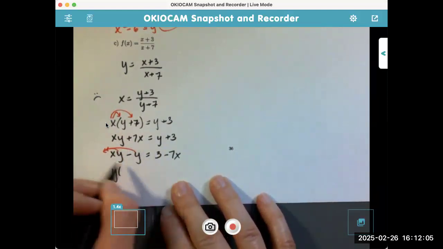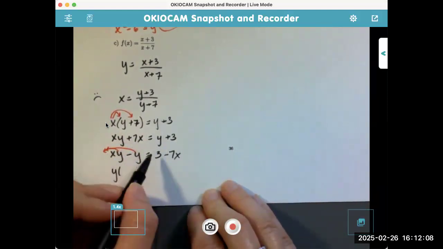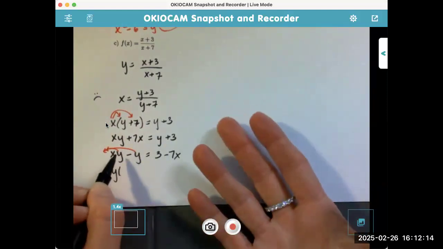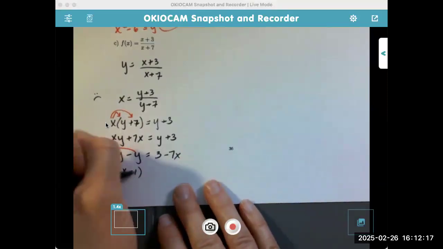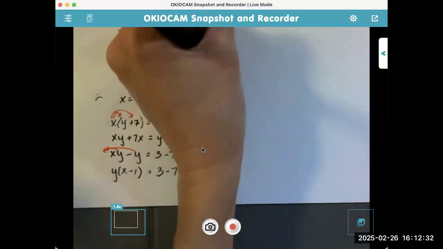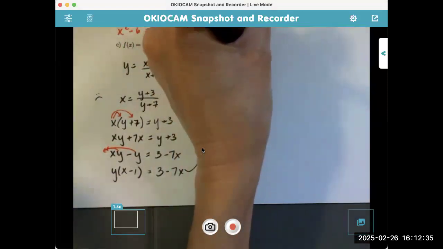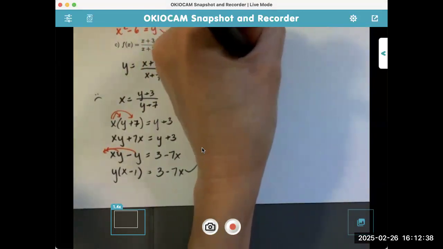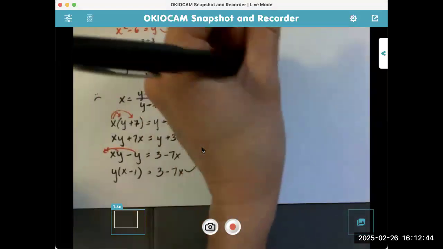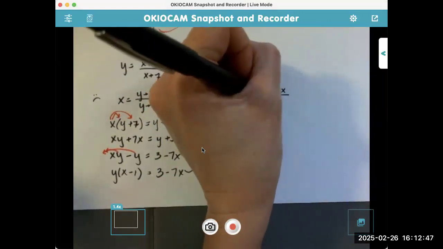The reason why we want y's on one side, everything else on the other, is because now here on the left side, there's a y in every term, and that's a common factor. Therefore, we can pull one out of each term. And then up and over. Sorry, I'm running out of space. One last step, technically. Divide by the x minus 1. So y equals (3 minus 7x) over (x minus 1). Last but not least, just switch y for f inverse: f inverse equals (3 minus 7x) over (x minus 1).